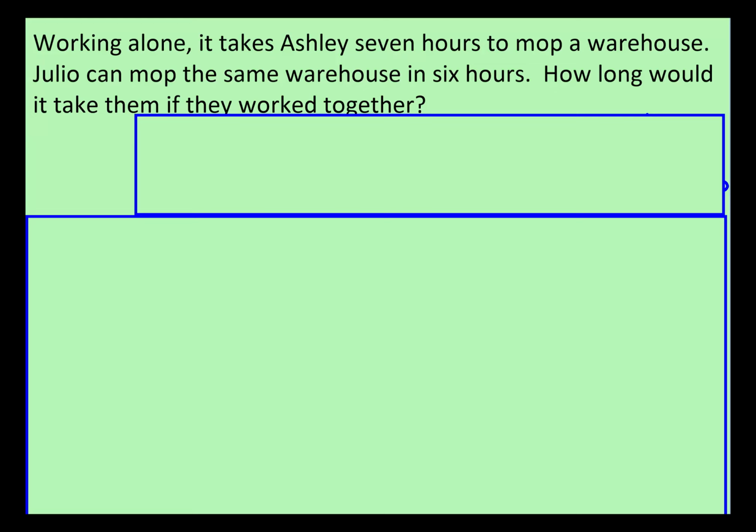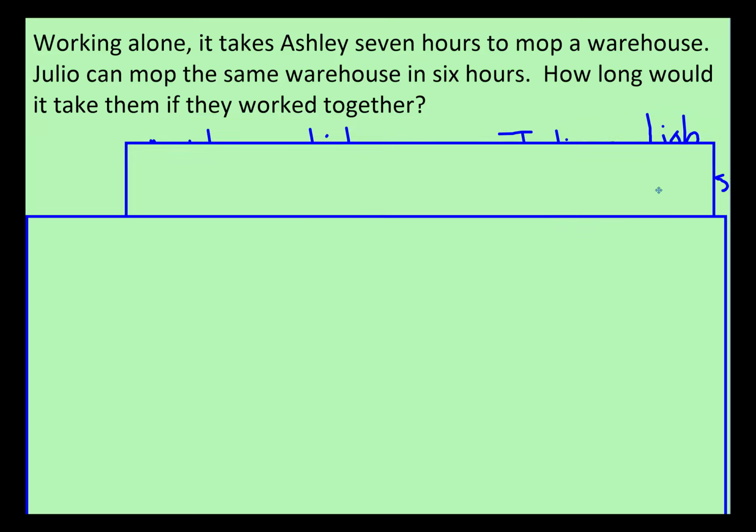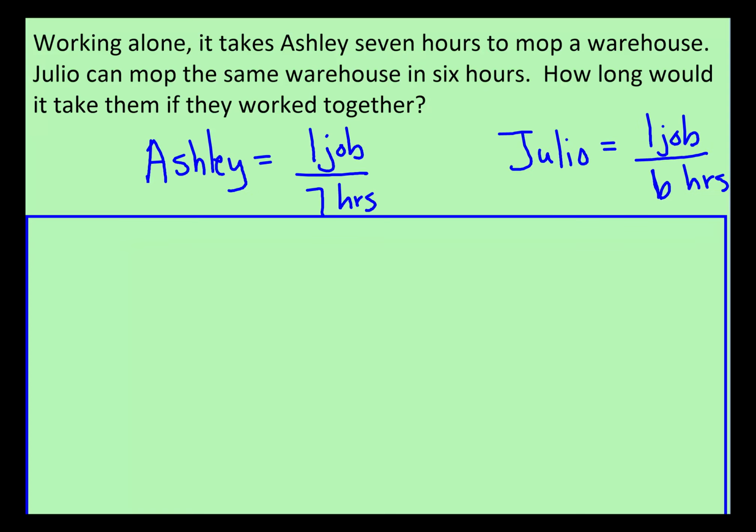So what we're talking about is they have the same task or the same job. So I'll show you how to set it up and how to think about that. Ashley can complete the task or the job in 7 hours. Julio can complete the exact same task or job in 6 hours. But what they want to know is how long it will take if they're working together? Well, remember, together is another one of those English words that means addition. Some, all, together. Those are keywords that would mean you're going to perform some addition.